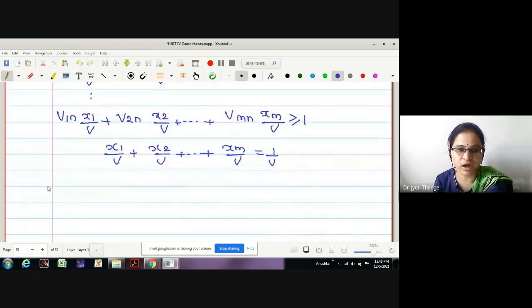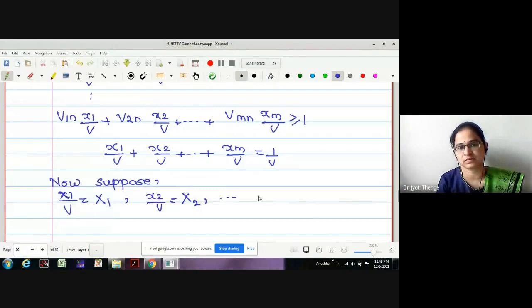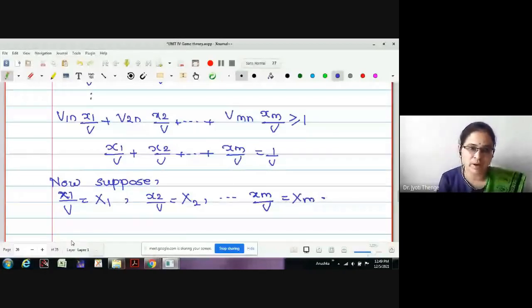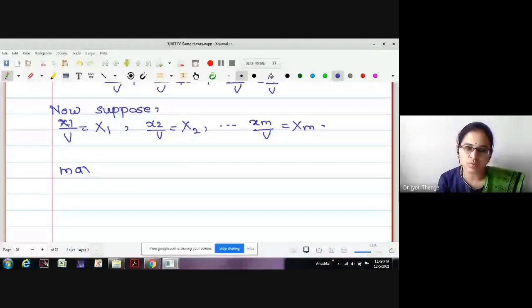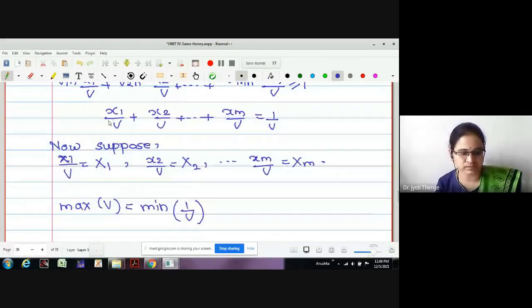Suppose x1 by v is capital X1. I hope you are getting the clear difference between small x and capital X. Xm by v is capital Xm. Therefore, the objective function, maximum of v that we have written, may I say it becomes minimum of 1 by v as well? Why are we writing 1 by v? Because now 1 by v is associated with these values. Correct? So this is a minimization.